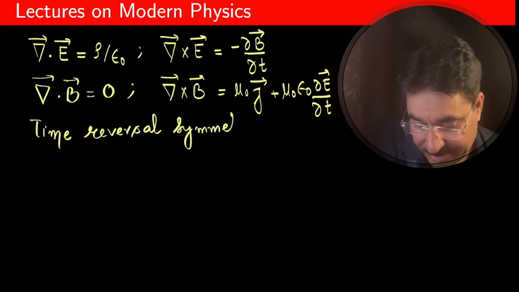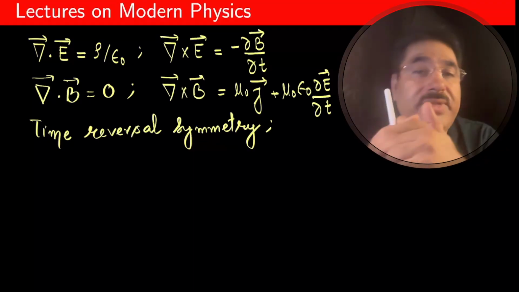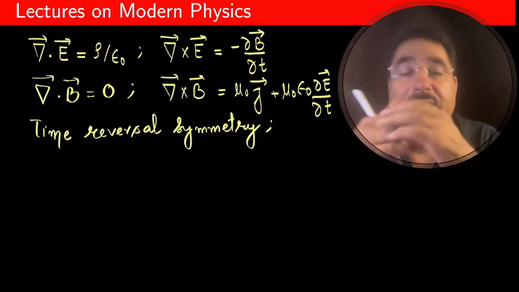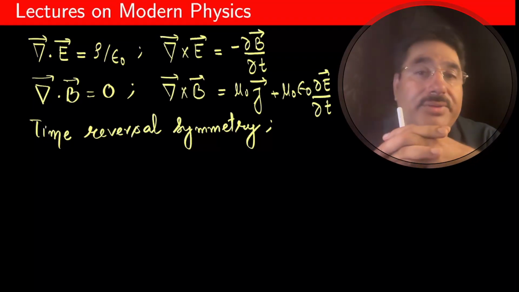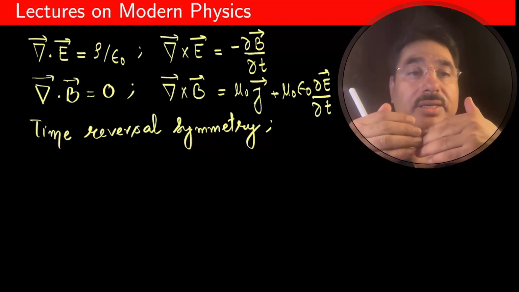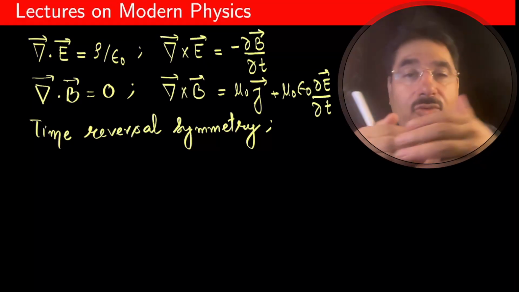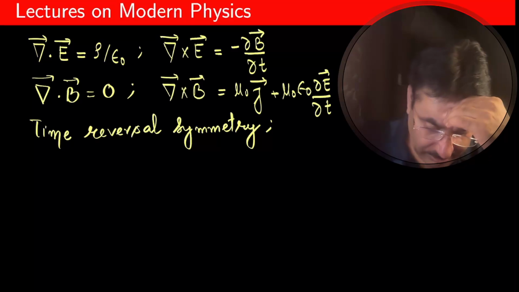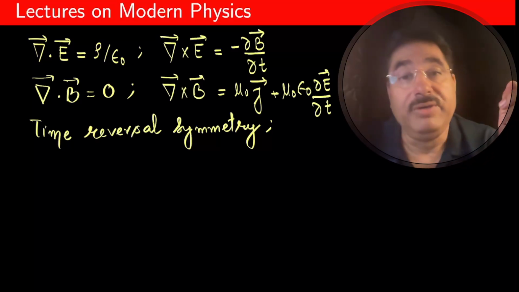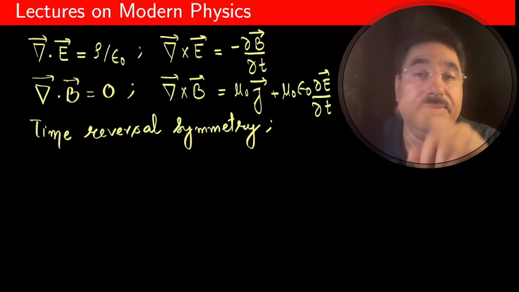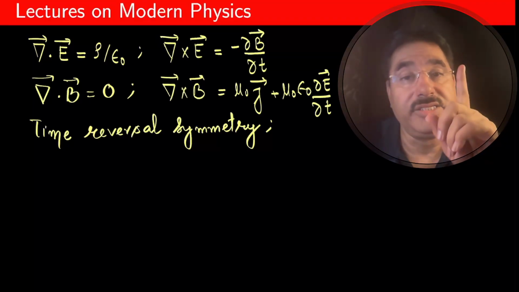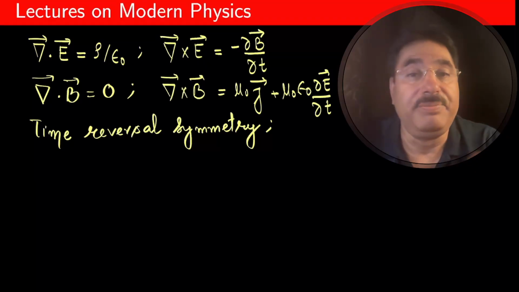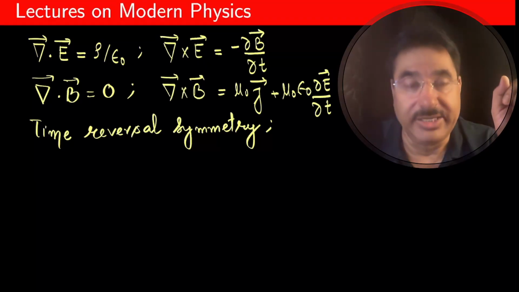We'll talk about time reversal symmetry. What time reversal means is that you flip the direction of time. So when you flip the direction of time, what is going to happen? Do these equations retain their form even if we flip the direction of time? You see, when you flip the direction of time, the electric field does not flip its direction, right? Because the direction of the electric field depends on the nature of charge, it does not depend on whether time is going in the forward or reverse direction.